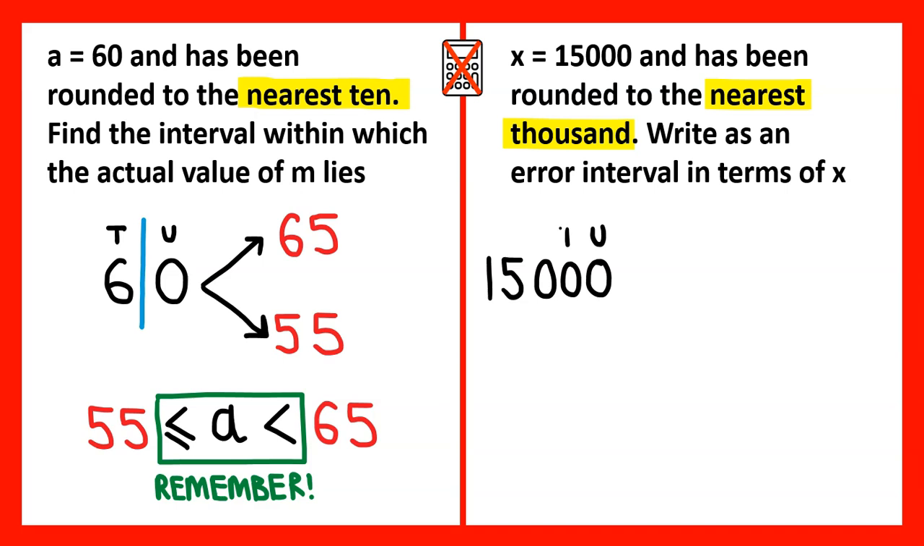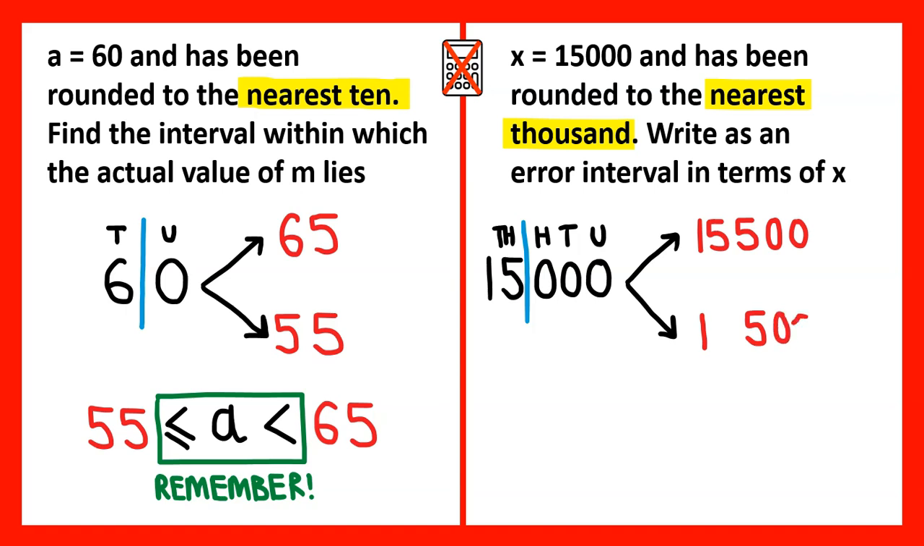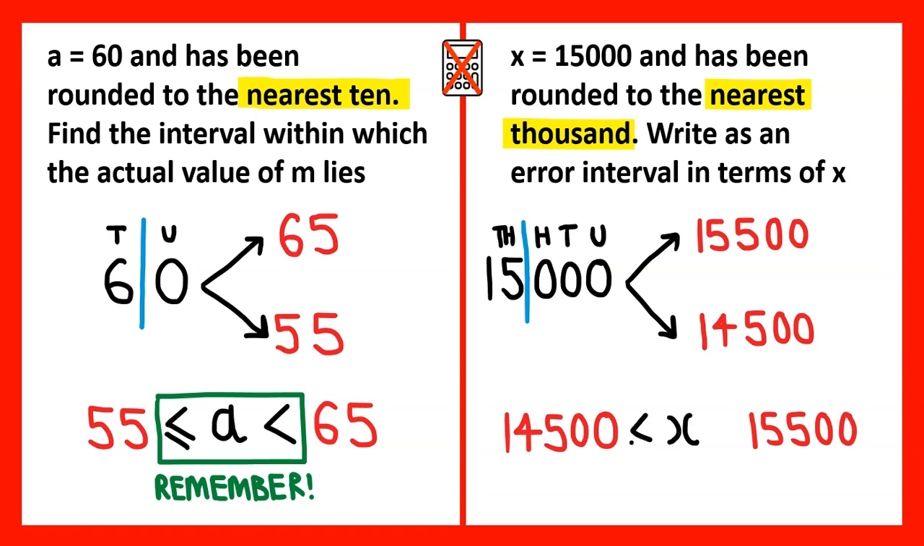This would be my units, tens, hundreds, thousands column, meaning my rounding line needs to go after the 5. Using the method previously, I can find the upper bound by putting a 5 after the rounding line and keeping everything else the same. And for the lower bound, I can put a 5 after the rounding line, but I need to remember to take away 1 from the number before it. So my lower bound is 14,500 and my upper bound is 15,500. x is greater than or equal to 14,500, but is less than 15,500.